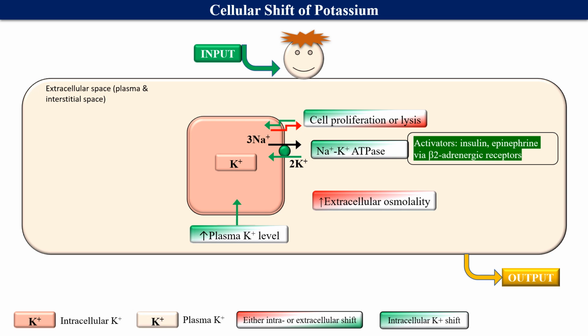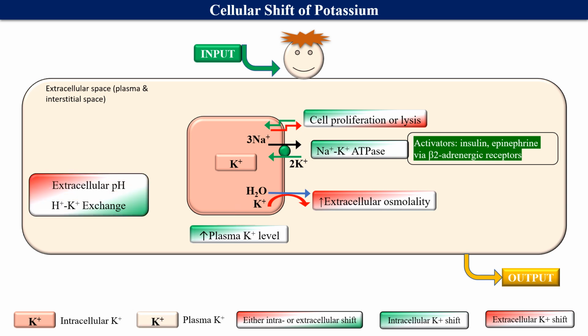A rise in extracellular osmolality can cause extracellular water shift, which can drag potassium along out of cells. This is known as the solvent drag effect. Changes in extracellular relative to intracellular pH can also induce an equivalent potassium exchange.